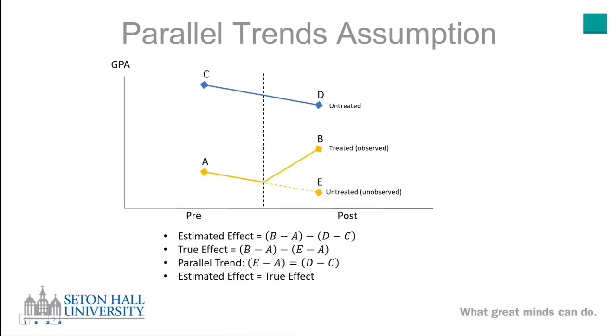So instead of calculating the change across time from A to E, there on the bottom, we measure C to D at the other school. So even though the line above is higher, even though the level of GPA is higher, the change from C to D is parallel to the line from A to E. The change is the same were it not for the intervention.